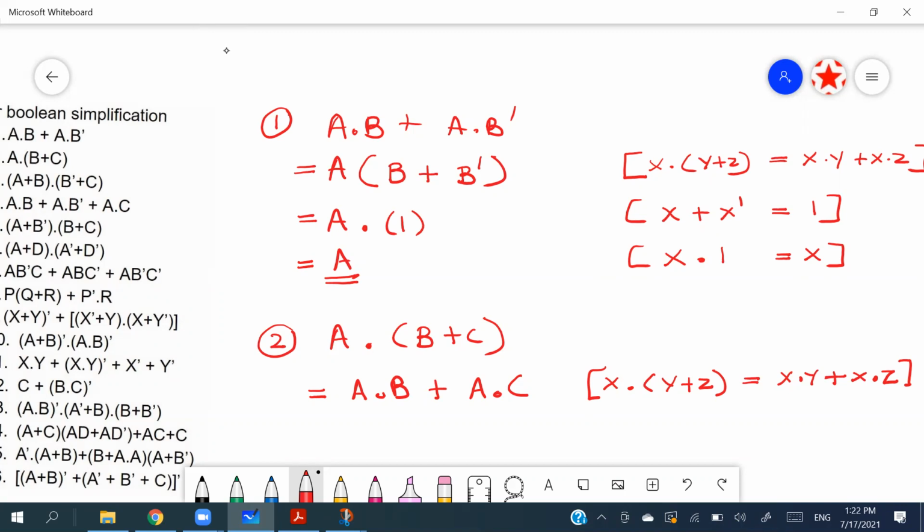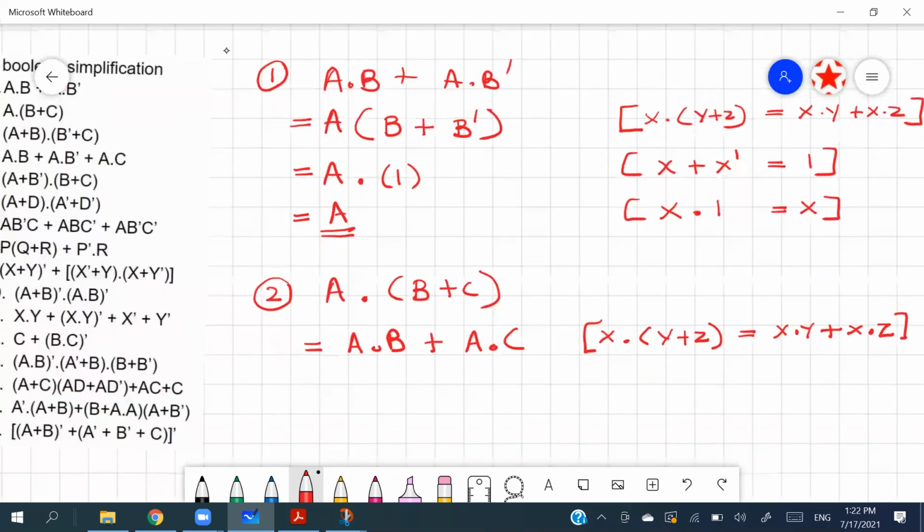And you may try the third one. I'll do it within another 2 minutes.